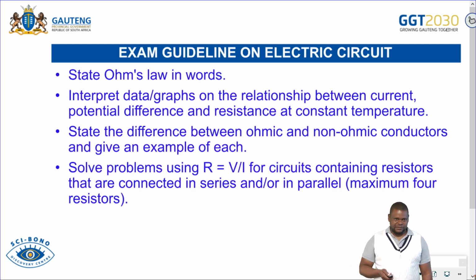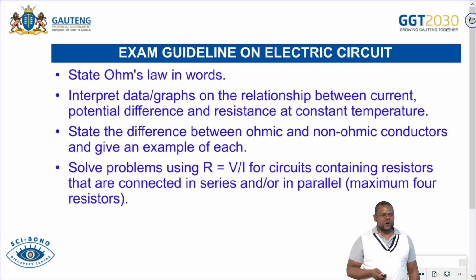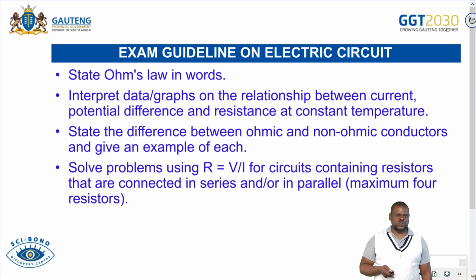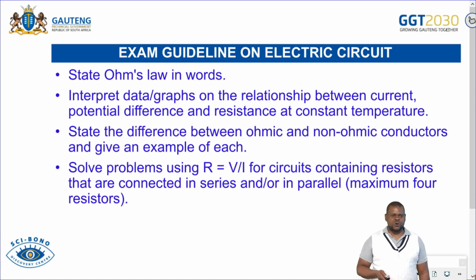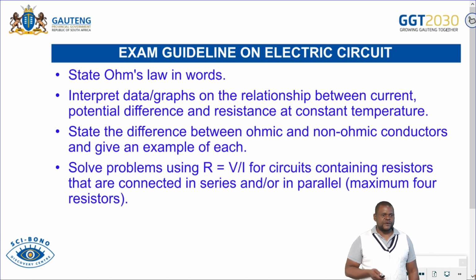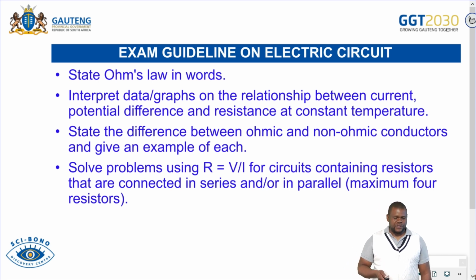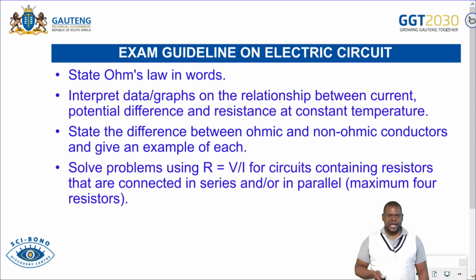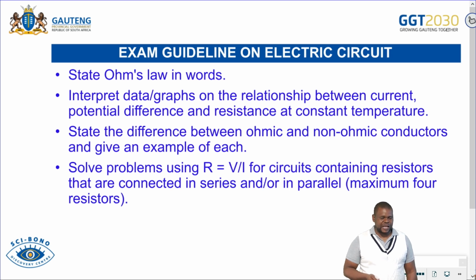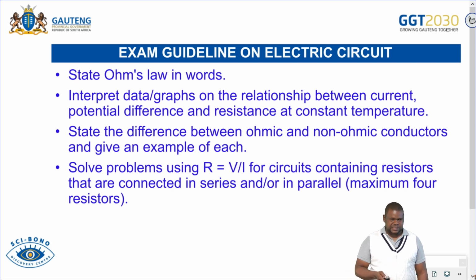And then in our exam guideline for grade 11 on electric circuits, we'll be focusing on the following. You must be able to state Ohm's law in words. You must be able to interpret the data or the graph on the relationship between the current and potential difference and resistors at a constant temperature. State the difference between ohmic and non-ohmic conductors and give an example of each. Solve problems using the formula R equals V over I, where R is resistance, V is potential difference, and I is current, for circuits containing resistors that are connected in series and/or parallel. Remember also in grade 11, we are using a maximum of 4 resistors in a circuit.